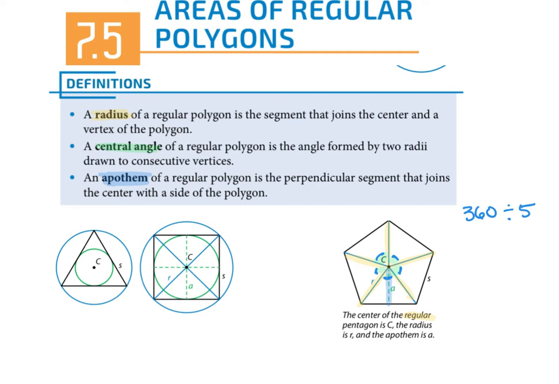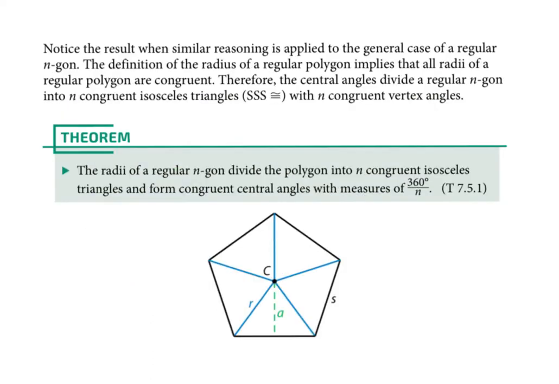All right. Look at example 1. The theorem here says the radius of a regular pentagon divides the polygon into congruent isosceles triangles. To find the central angle, 360 divided by n. So example 1, how many central angles will I have? Well, that is going to be based on how many sides I have. So how many sides do I have in example 1?